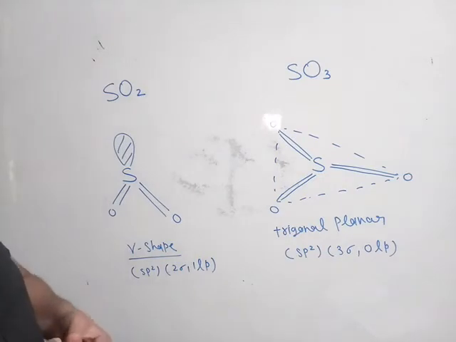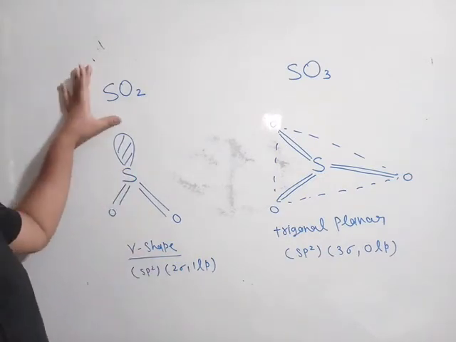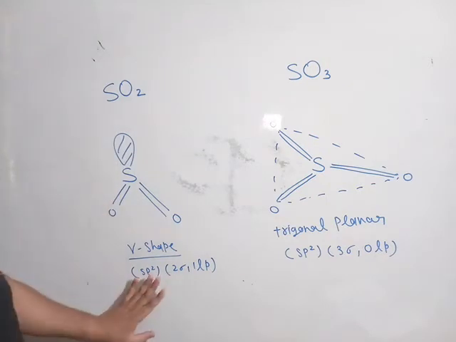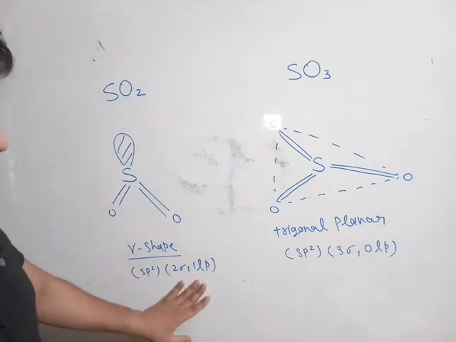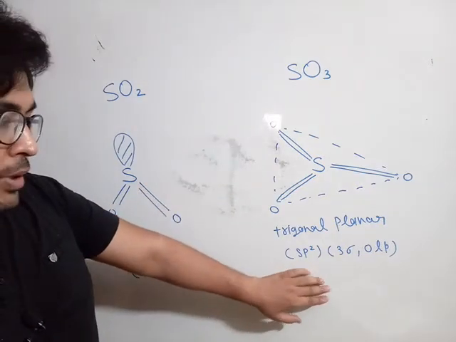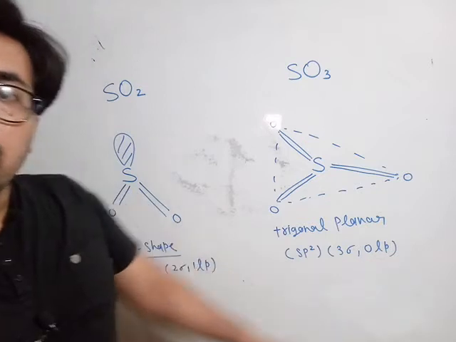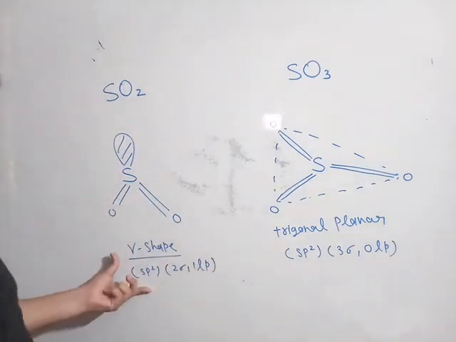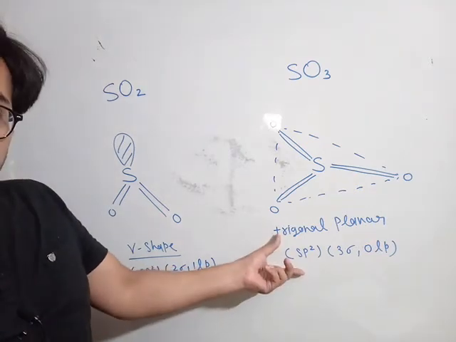Next are the oxides of sulfur, that is sulfur dioxide and sulfur trioxide. As you can see over here, SO2 will be V shape. The case will be sp2, 2 sigma, 1 lone pair. And for SO3 the shape will be trigonal planar. The case will be sp2, 3 sigma, 0 lone pair. You can calculate the value of H over here, and it comes to 3 in both cases.